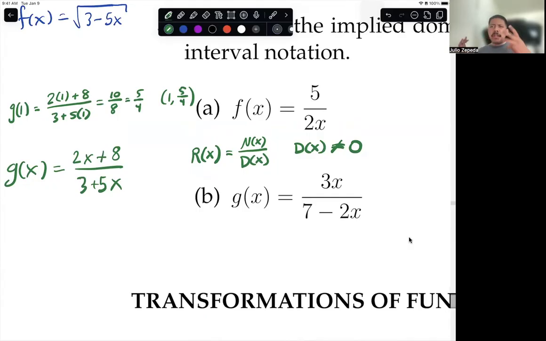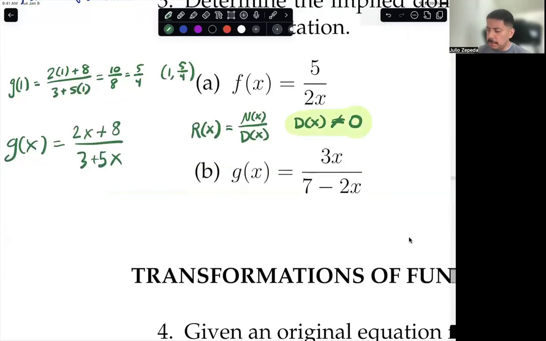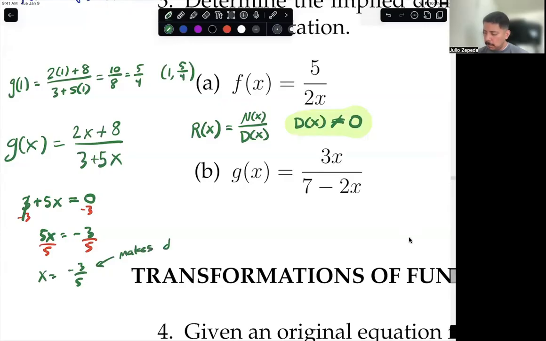Now we get to the question of, well, are there any elements that cannot be plugged in or cannot be inputs for this function? And the answer is yes. We should check the denominator and see if it's ever equal to 0. So we get our denominator, 3 plus 5x. We set it equal to 0, and we can solve this by subtracting 3 on both sides. This gives us 5x equals negative 3, and then dividing by 5 on both sides gives us x equals negative 3 fifths. This value here makes the denominator 0. So we don't want this value as part of the domain. We can't have it as part of the domain.